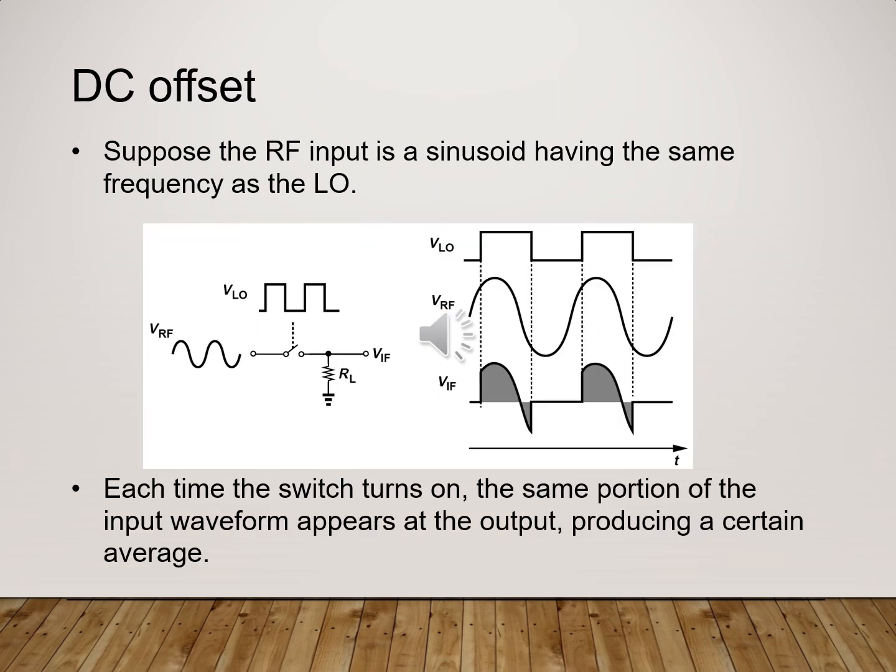DC offset. If there is a DC offset on the RF input, there will be a local frequency component in the output as well. This requirement is not unusual since many mixer implementations require some bias current, which leads to a DC offset on the inputs. Suppose the RF input is a sinusoid having the same frequency as the local oscillator, as shown. Now, each time the switch turns on, the same portion of the input waveform appears at the output, producing a certain average.